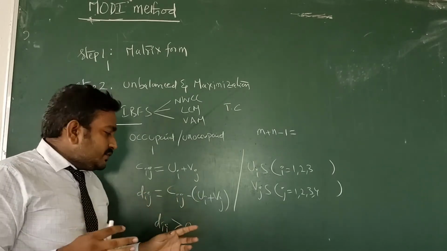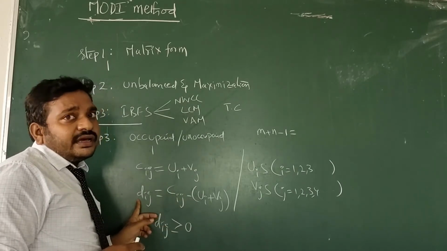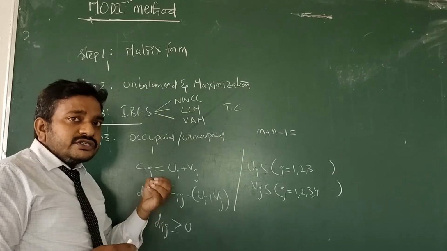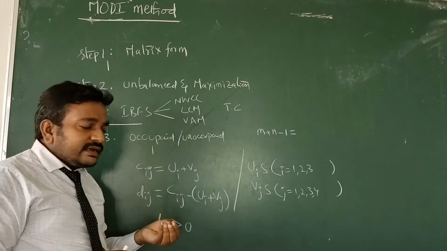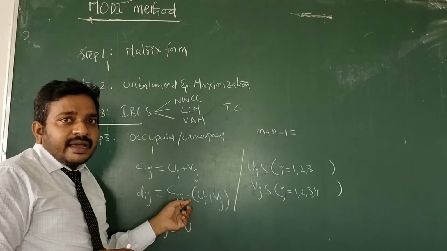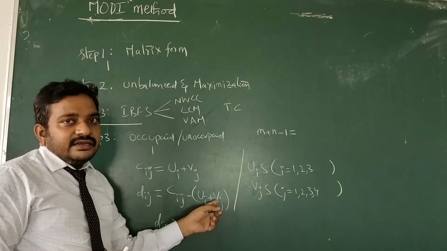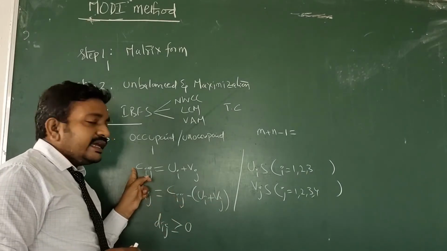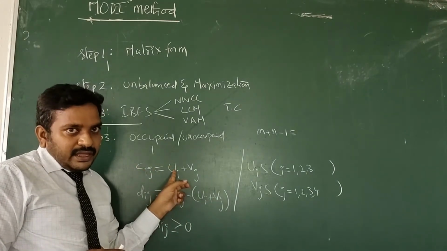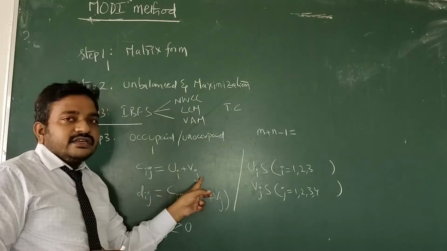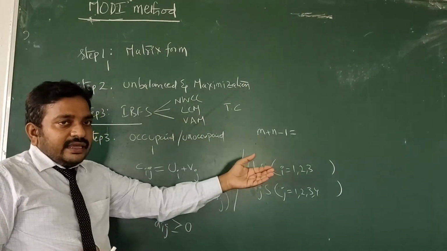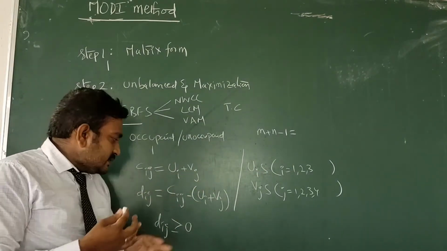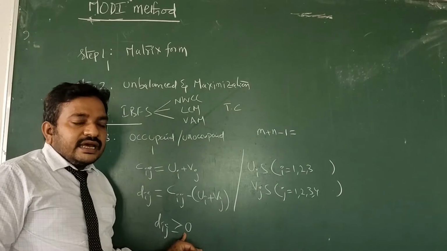All the Dij values you identify for all the unoccupied cells are called opportunity cost values. How can you calculate that? Corresponding Cij minus (Ui plus Vj) values. How can I find out these Cij values? Cij equals Ui plus Vj for occupied cells. And how can I identify these Ui plus Vj values? Again, go back and assign arbitrarily, and we can find out the Ui and Vj values. That's all for all Dij greater than or equal to 0.